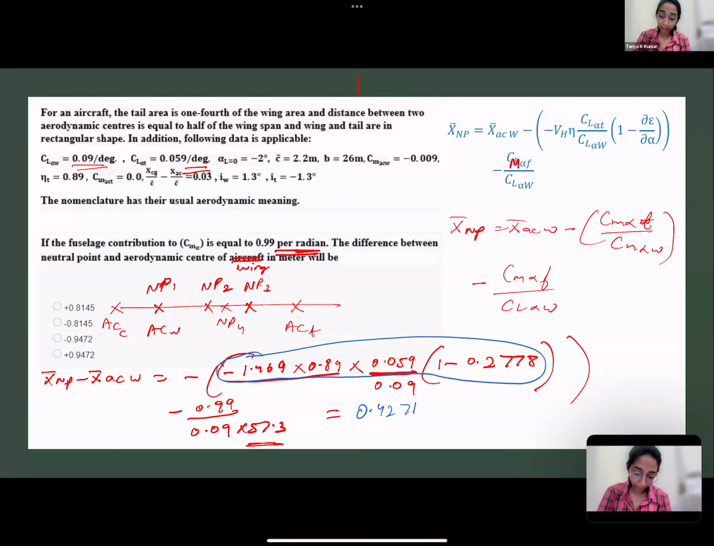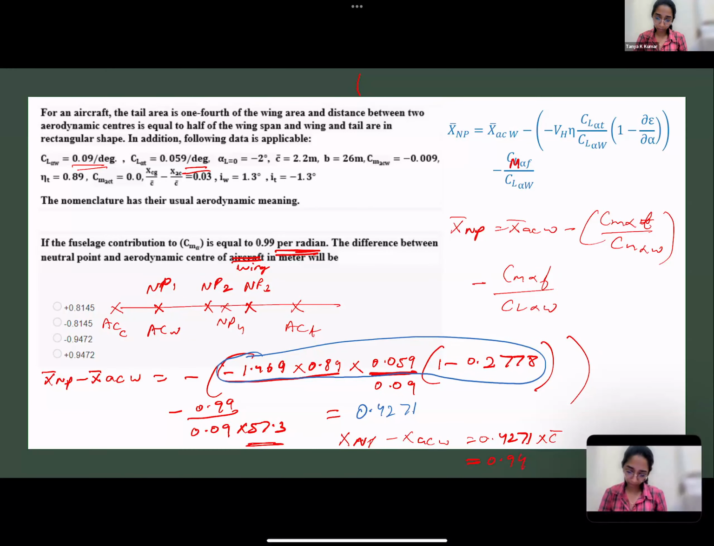And this is X bar NP minus X bar AC. So multiply it. X NP minus X AC wing is 0.4271 into C bar. How much is this value? C bar is 2.2. So I'm getting 0.939. So is the aircraft stable or unstable?